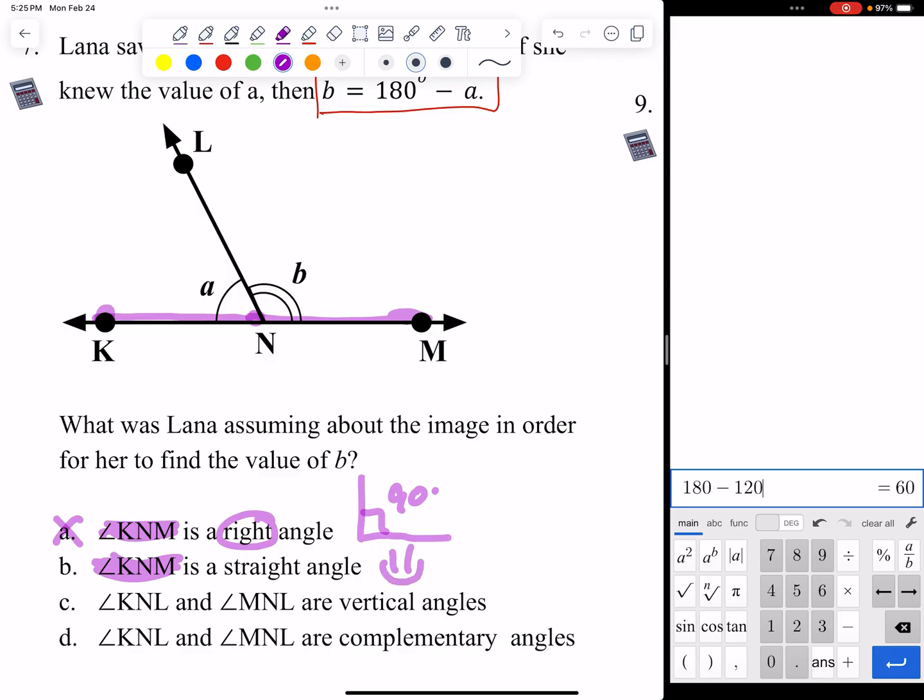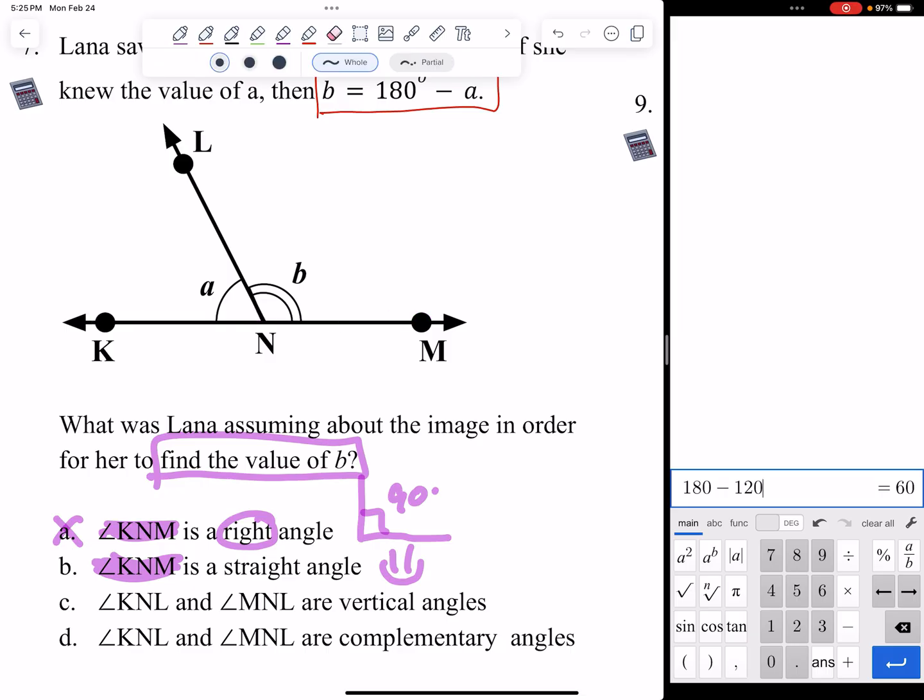Yes, that is true. Now again, just because it's true, we have to think about what was Lana assuming about the image in order to help her find the value of B. Even though I know it's true, is it going to help me? I don't know yet. I just know that that's true. So let's do the other one.